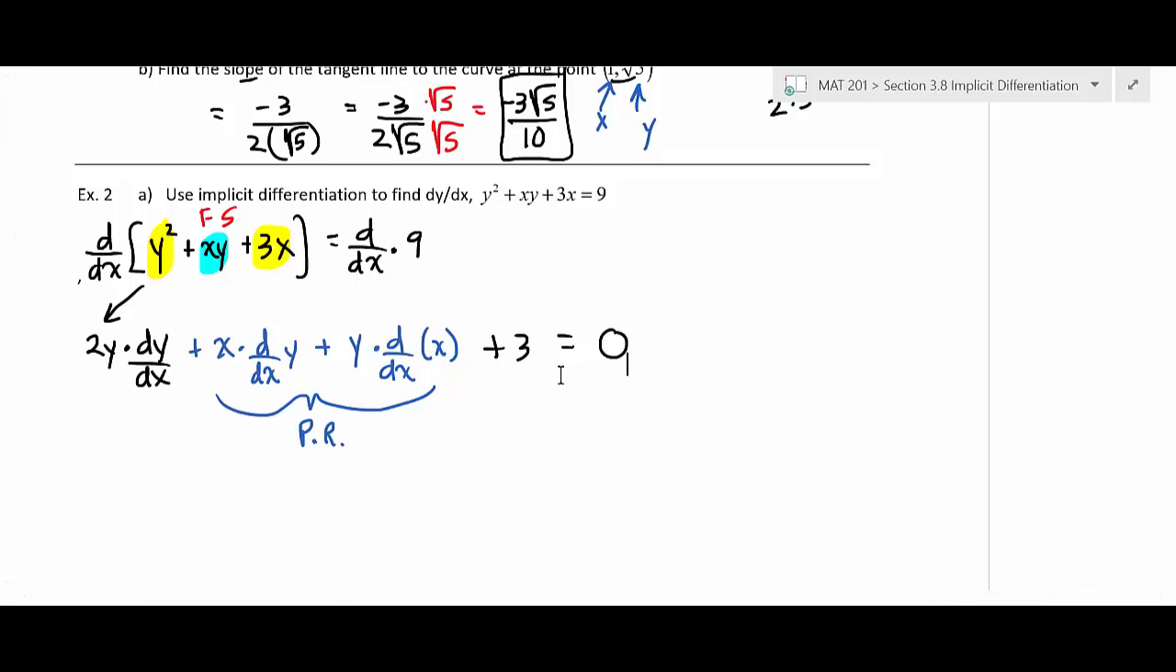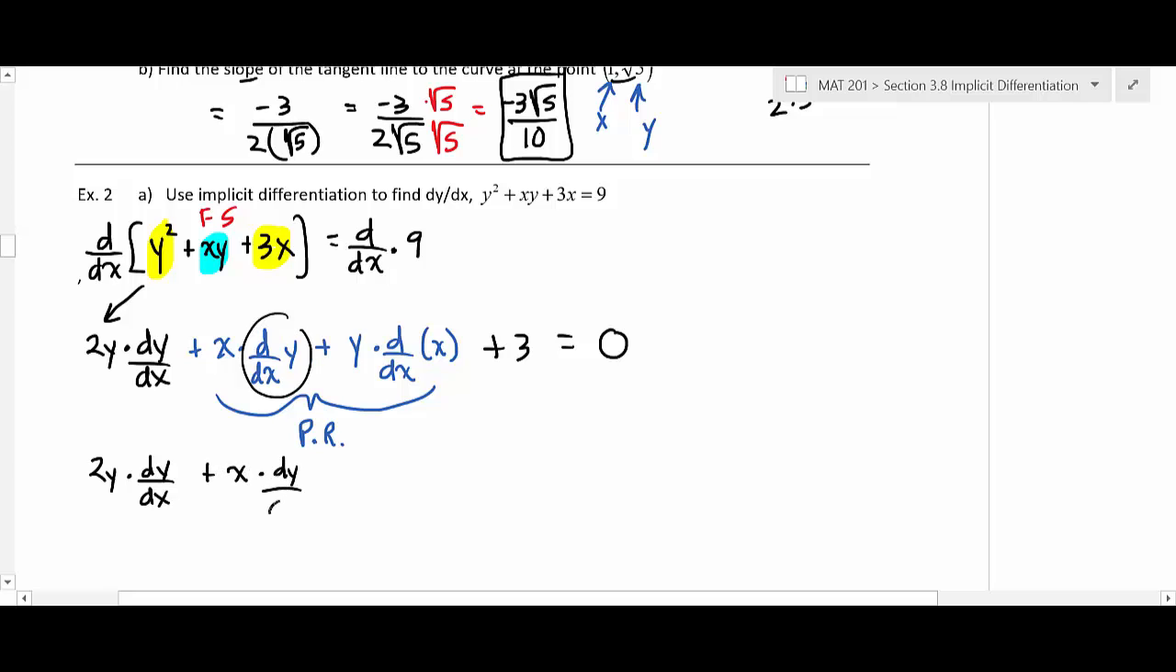Okay, let's clean it up a little bit. We got a little bit more work to do before we solve for dy over dx. So that's 2y times dy over dx. This part right here is just going to be plus x times dy over dx. This part is going to be plus y. The derivative of 3x is 3, the variables match, so that's just a 3, and it equals 0. Okay, so that is doing the derivative.